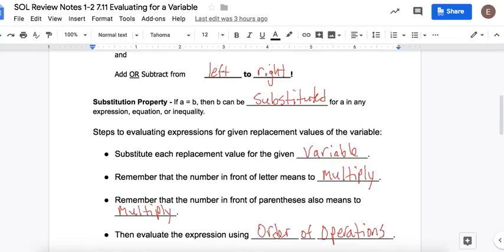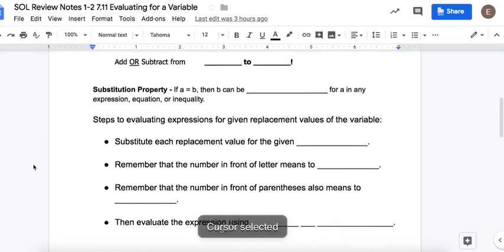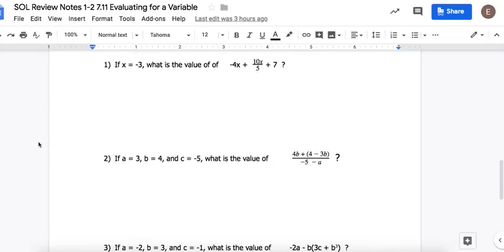So go ahead and turn the page, and now let's look at some examples. Number 1 says if x equals -3, what is the value of -4x plus 10x divided by 5 plus 7? Now remember to write small when we do these because we don't have a whole lot of room and there will be several steps for each one.